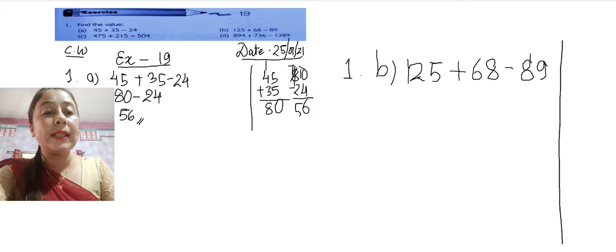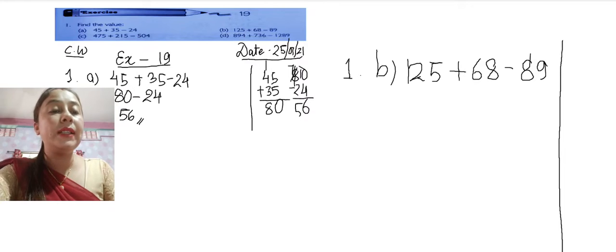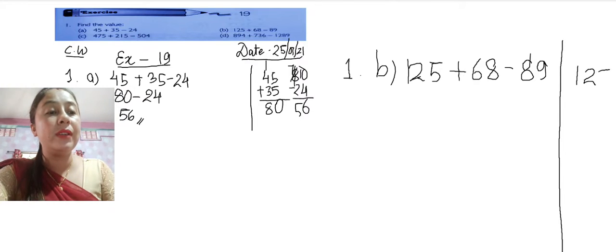I have done 2 sums in one page, but you will do one sum and you will do another sum just below the first sum. So 125 plus 68. We will first add 125 and 68. You know how to add the numbers along with their position.